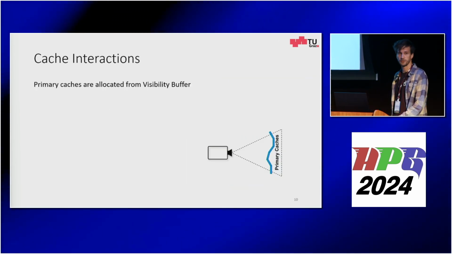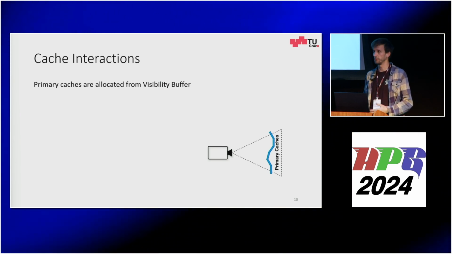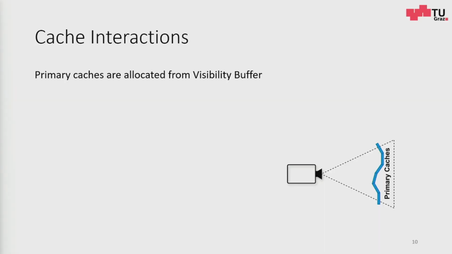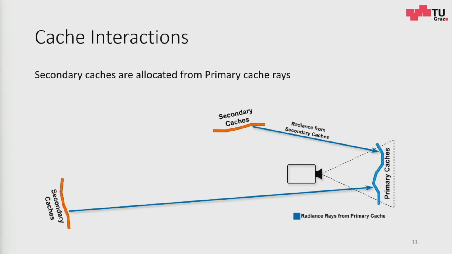Let's have a look now at the cache interactions. So how do the caches interact with each other and with the scene? Basically, it all starts with the camera. From the camera, we get the V-buffer, and from the V-buffer pixels, we allocate the primary caches. How many of them is controlled with the mip bias. So for each V-buffer pixel, we try to allocate a primary cache. Then from the primary cache, we start casting secondary rays. Those secondary rays will hit the surface, and if there is no secondary cache, then we allocate one. And if there's one, we can sample the outgoing radiance and use it as the radiance for our primary caches.